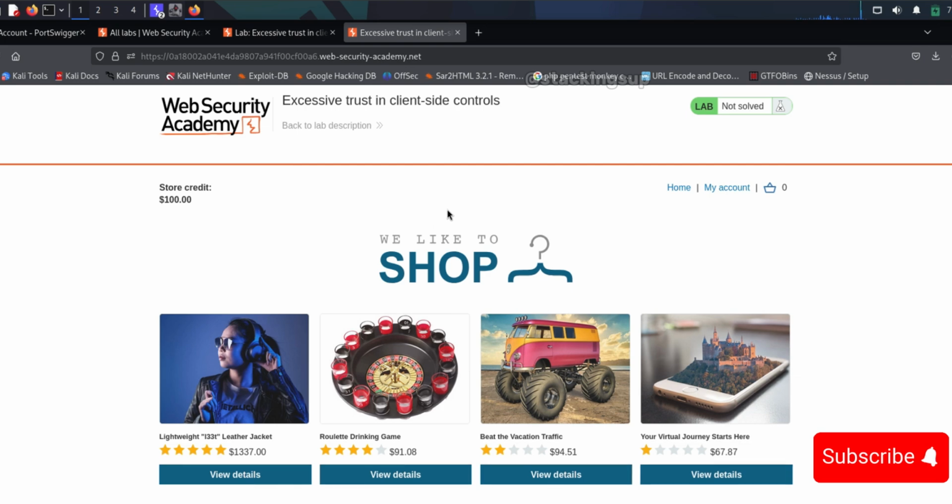In this, we'll learn how we can manipulate the pricing, and with that manipulation, how we can buy a product for free. Take an example: here is a leather jacket of $1,337, and the store has given me a credit of $100. Can I buy it? Yes, we can buy it with the help of this vulnerability called business logic. We'll learn how to perform it from a simple example.